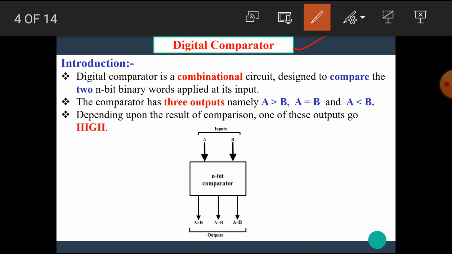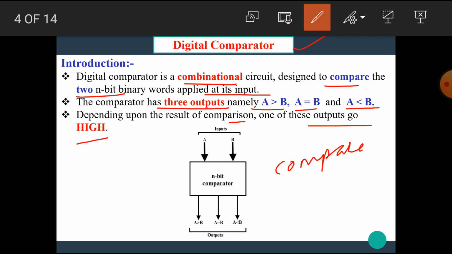The digital comparator is a combinational circuit designed to compare the two n-bit binary words applied at its input. That means the comparator is a combinational circuit which is used to compare its inputs. That comparator has the three outputs, namely A greater than B, A equal to B, and A less than B. Depending upon the result of the comparison, one of these outputs goes high.